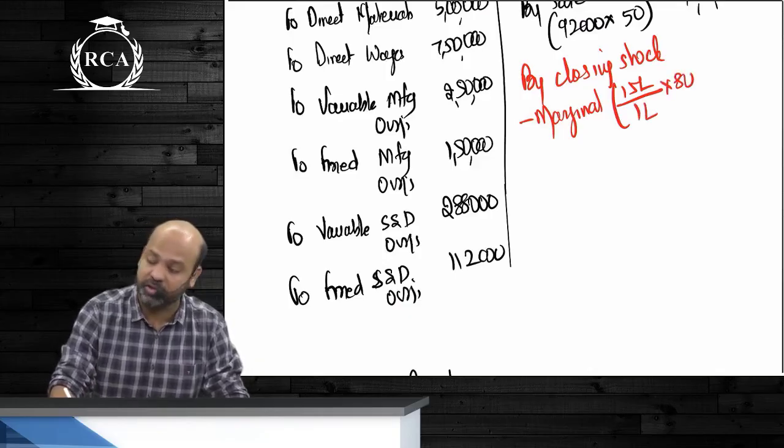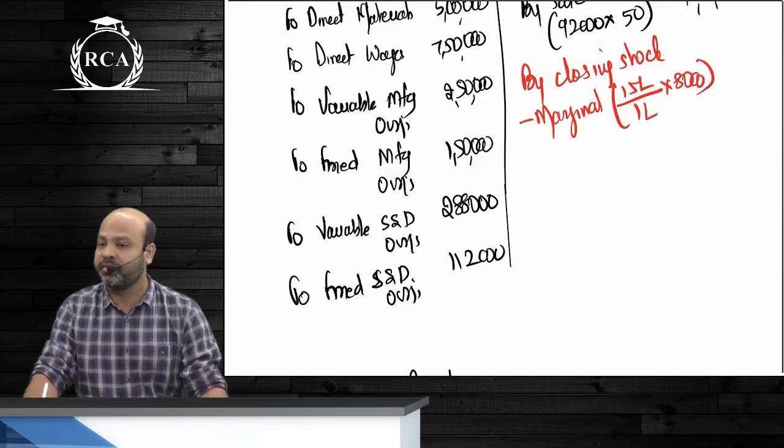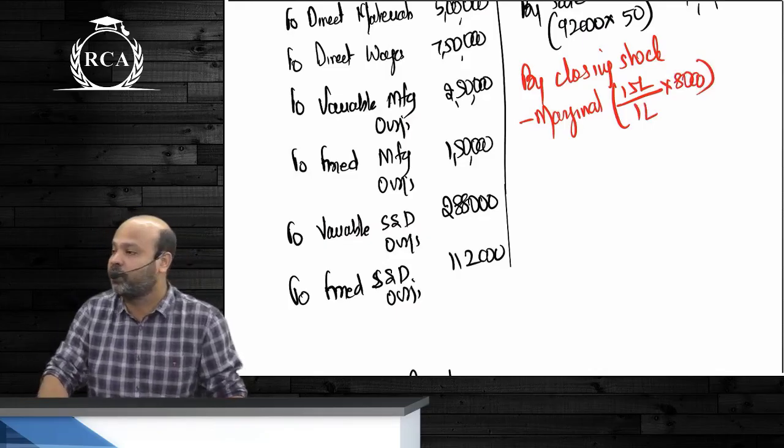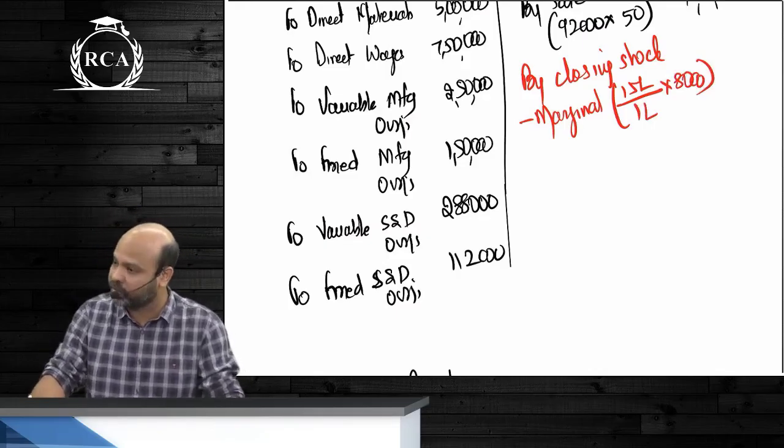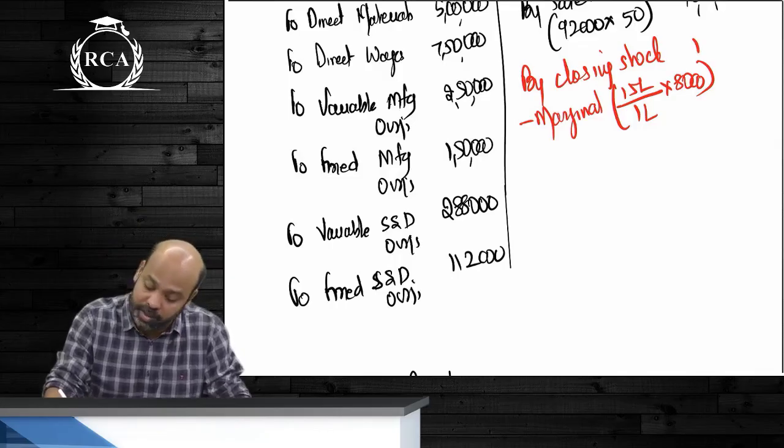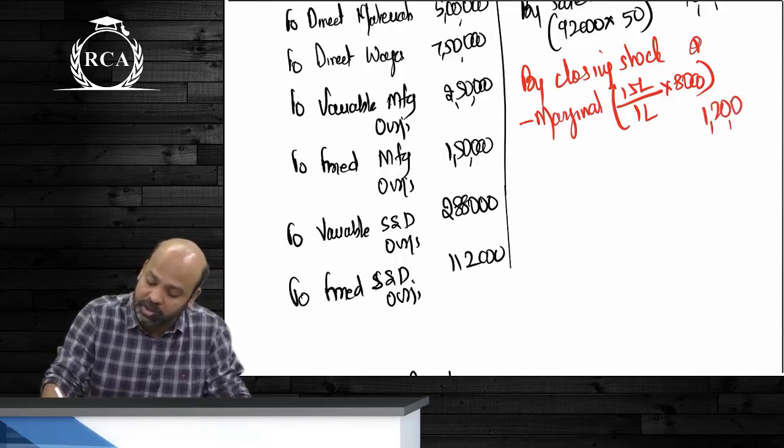How many units do we have in stock? 8,000 units. If 15 lakhs is the cost of 1 lakh units, what will be the proportionate cost of 8,000 units? 1,20,000. समझ में आ रहा है नहीं आ रहा है? This is under marginal costing.